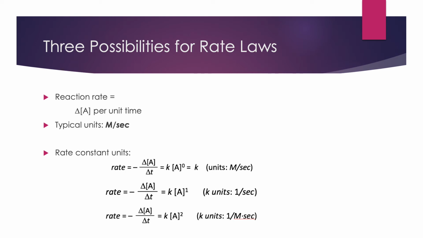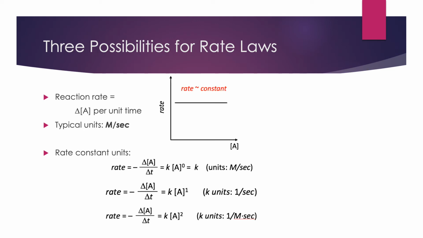It's a little bit more tricky when we get to second order reactions. There the rate is equal to K times the concentration squared. In this case, the units of K are going to be multiplied by molarity squared in order to get a final unit of molarity per second. So the units of K have to be 1 over molarity times seconds for those units to work out. Now, what do these three cases look like?